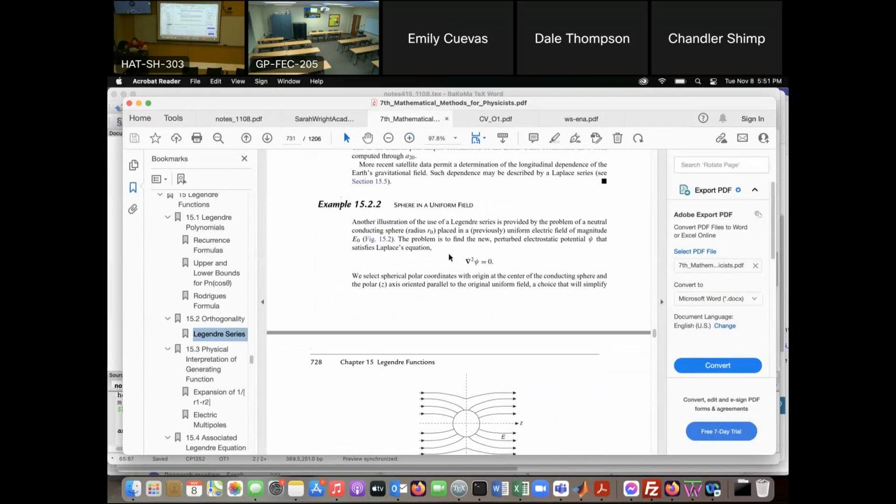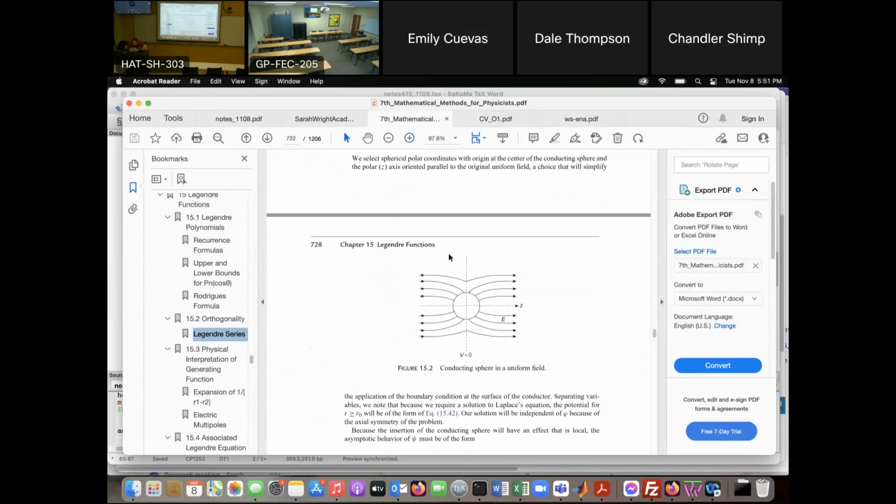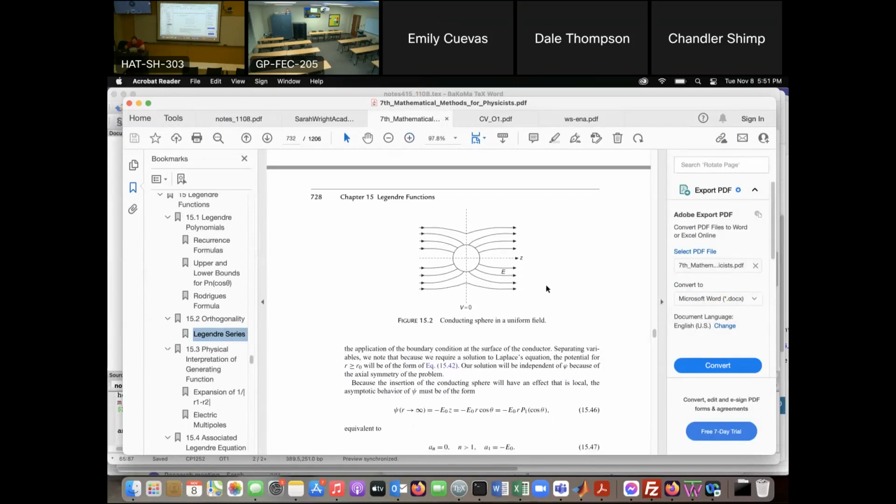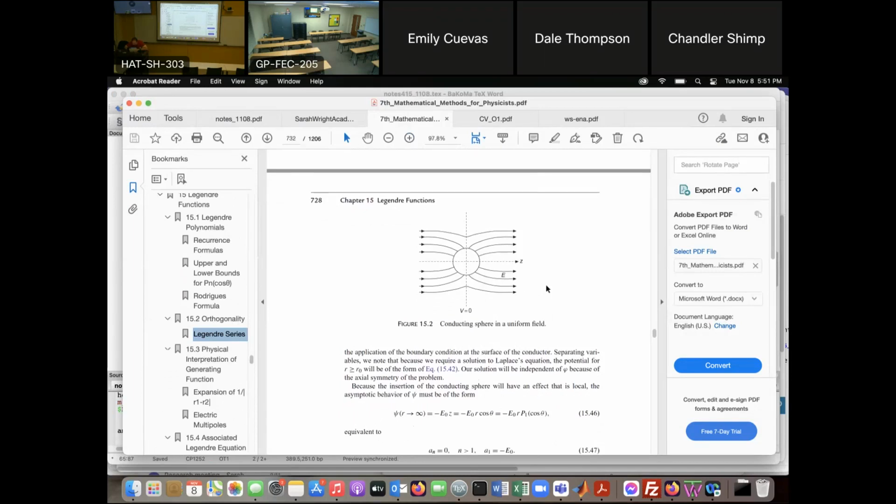Okay, yeah, so this example, sphere in a uniform field. That's what we have here. So this is our conducting sphere, and the field is moving parallel to the z-axis. It's kind of weird to place the z-axis where the x-axis is, but maybe it's a physicist thing, I don't know.